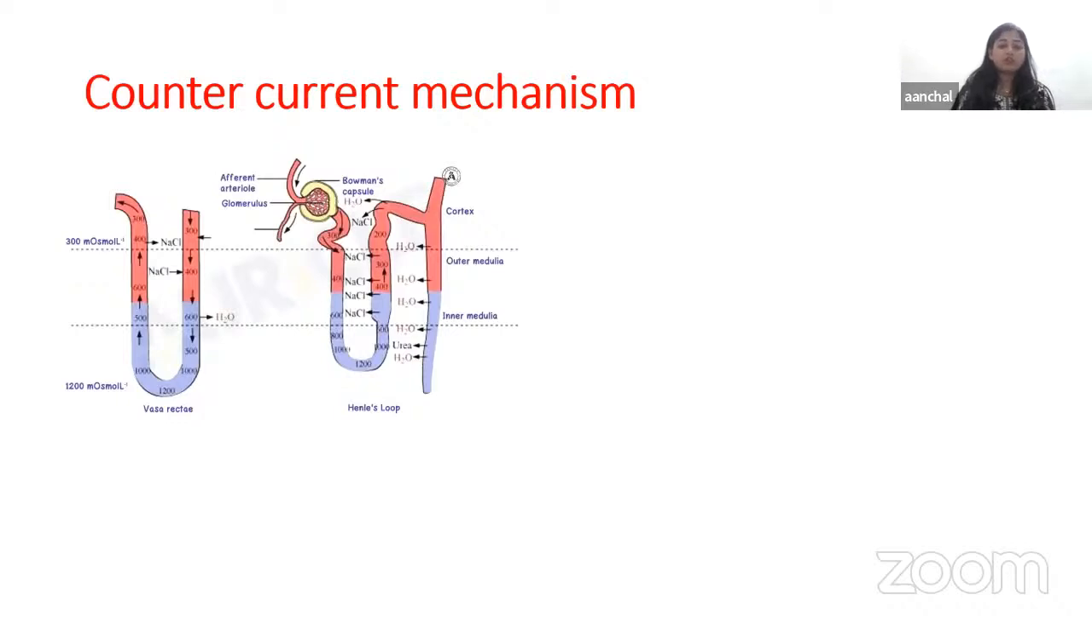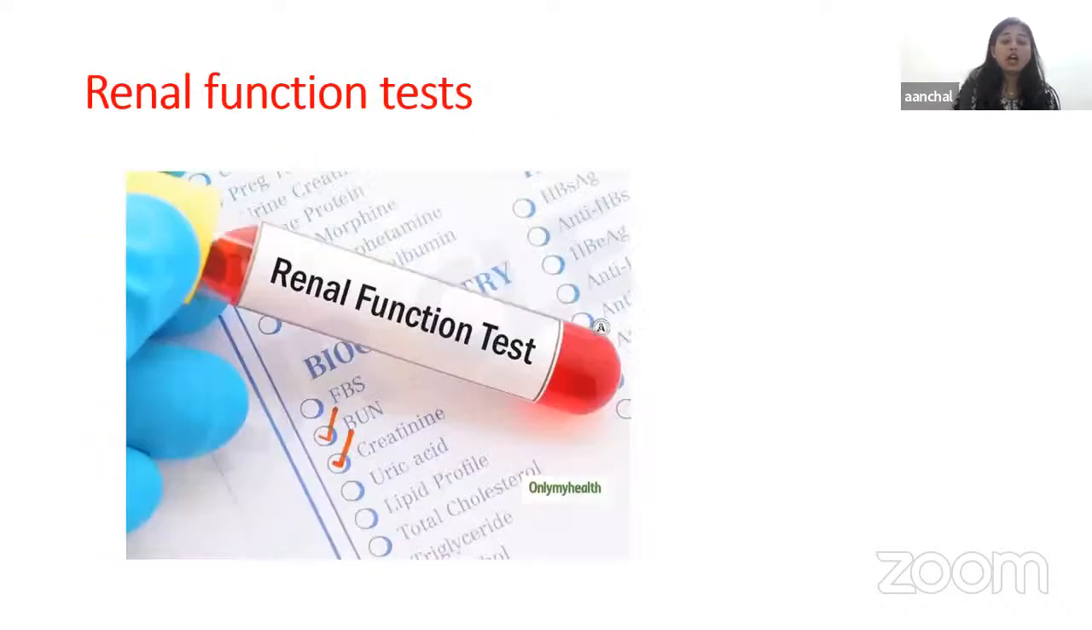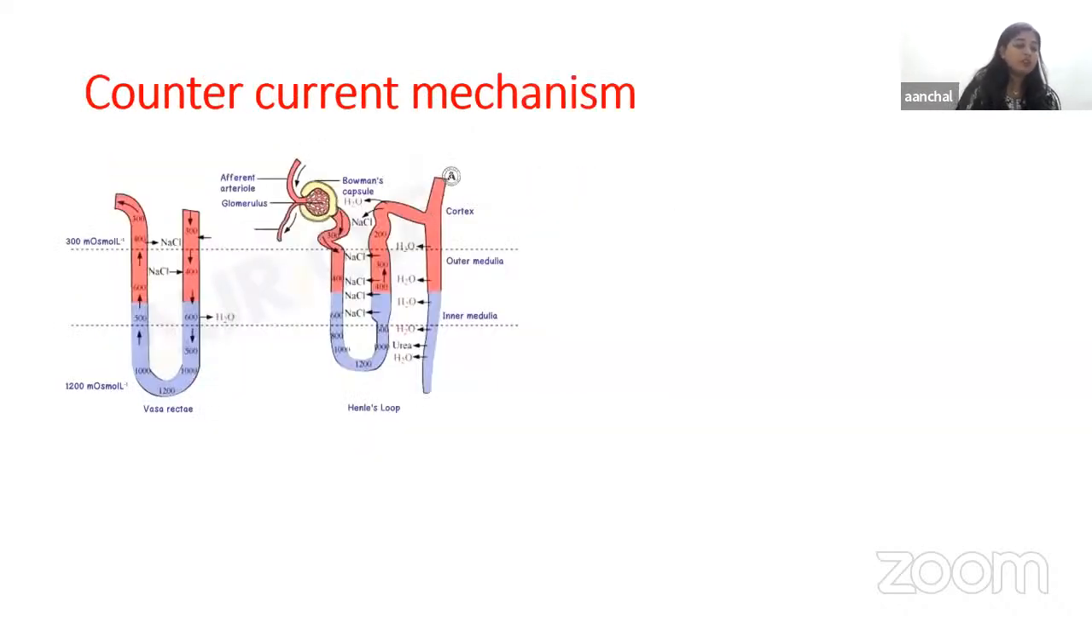Now, next we have the counter current mechanism, a very, very important concept, and questions are usually asked from this topic. As we can see, this is a U-shaped tubule, in which the flow of fluid always occurs in the opposite, reverse direction. In the two limbs of the U-shaped tubule, we have two divisions: the vasa recta and Henle's loop. The vasa recta is basically the exchanger, and Henle's loop is the multiplier.